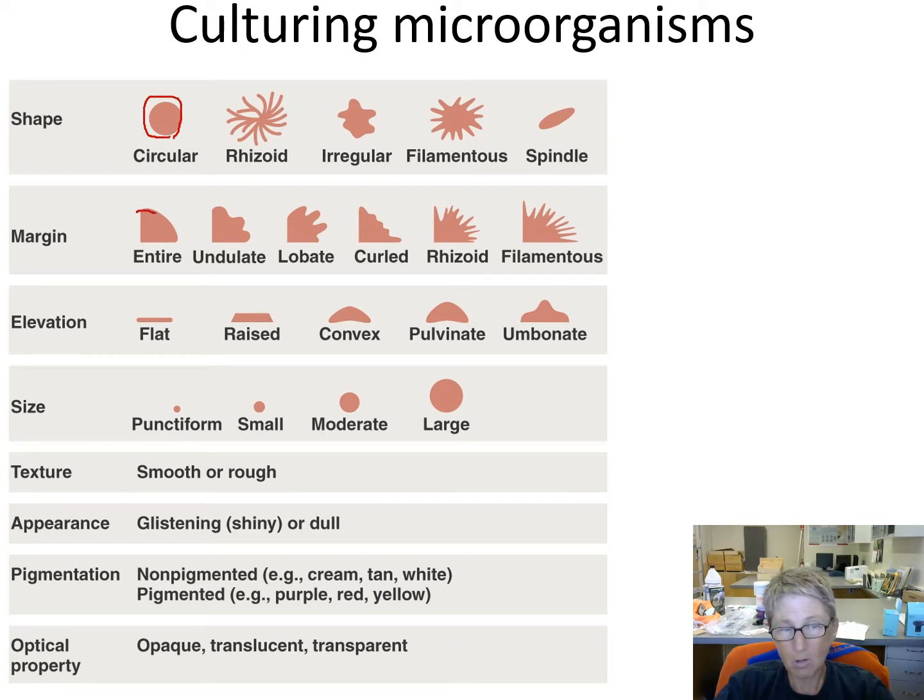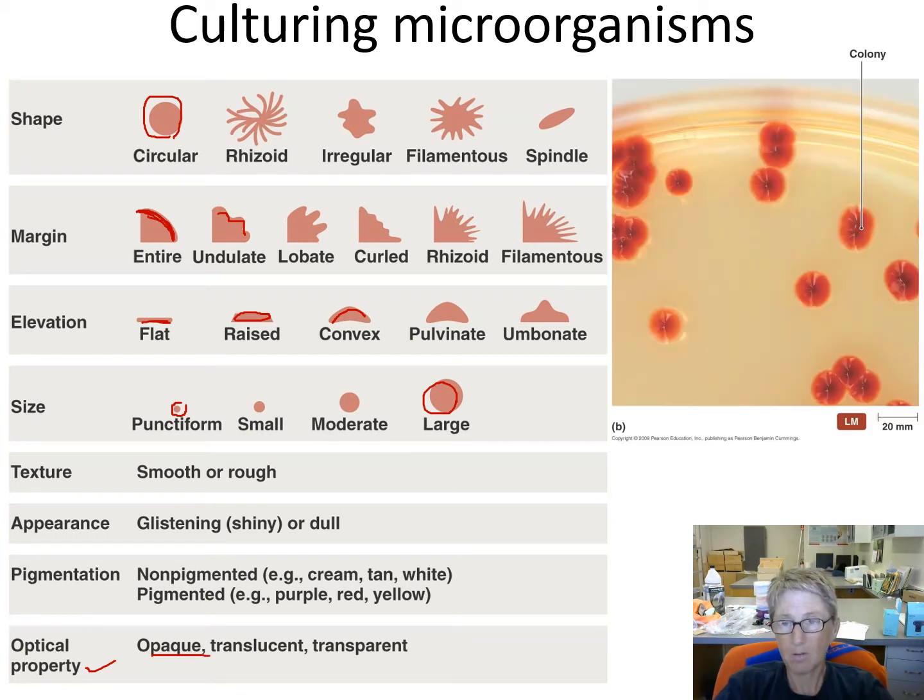The margins could look like this, so that the margin of the colony could be an entire, or it could be an undulate margin. The elevation, how high up do they go? Are they flat, or are they convex? Do they just have a little raise to them? You could be a punctiform colony or a large colony. Your texture could be smooth or rough. The appearance could be shiny or dull, could be pigmented or non-pigmented, and optical property, it could be opaque, means you can't see through it. It could be translucent or transparent.